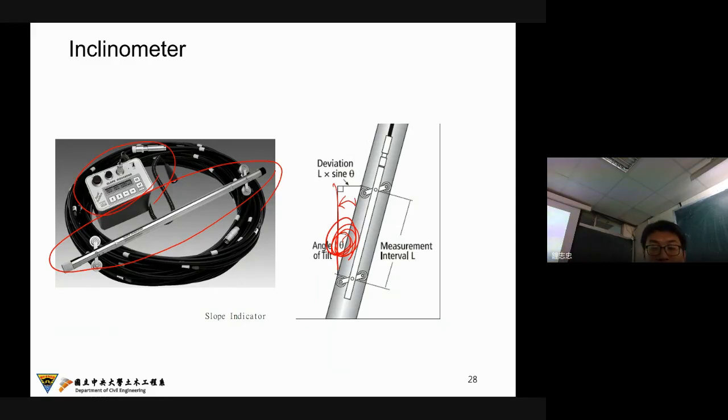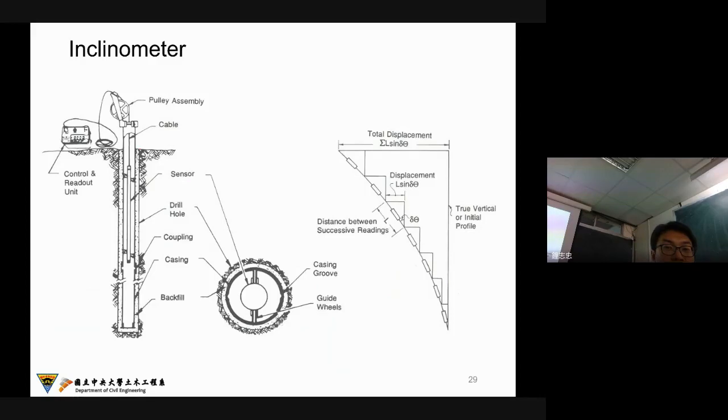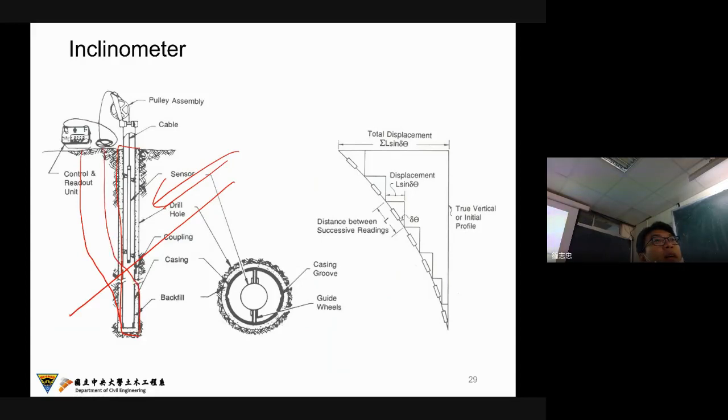So how can we use this kind of measurement? We can drill a borehole and put the blue one, the ABS pipe, into the ground section by section. If I have a landslide here, the pipe will change to this shape, right? So I can measure the degree, because the length of this inclinometer is 50 centimeters. For each 50 centimeters, I can measure a degree, I mean the theta between the direction of gravity.